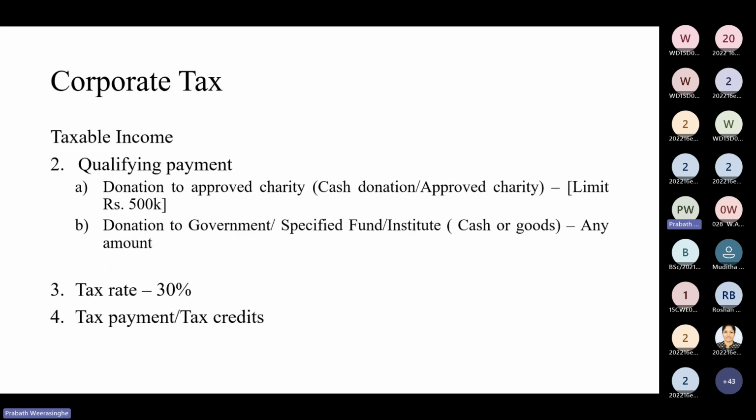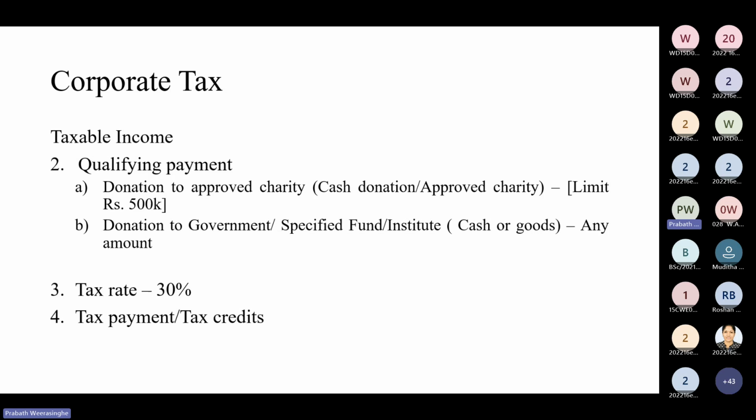Before we work out the taxable income, we have to first work out the total taxable income. From that we can deduct qualifying payment and relief. In case of the company, it is rare to claim relief, so only qualifying payment we can deduct. First is donation to an approved charity. It should be a cash donation, and the approved charity definition is there, which is involved with institutional care for the economy. But there is a maximum limitation of 500,000. We can deduct up to 500,000, one-fifth of the taxable income, basically the maximum cap is 500,000, right?